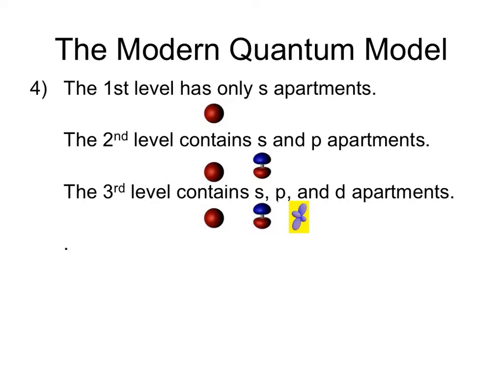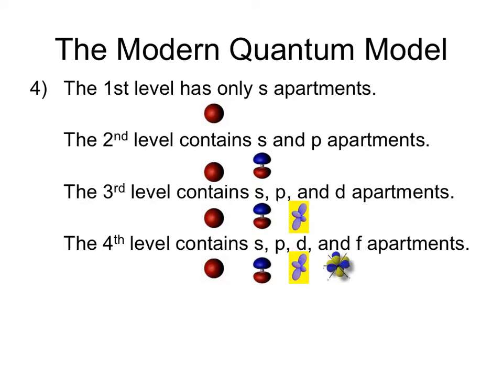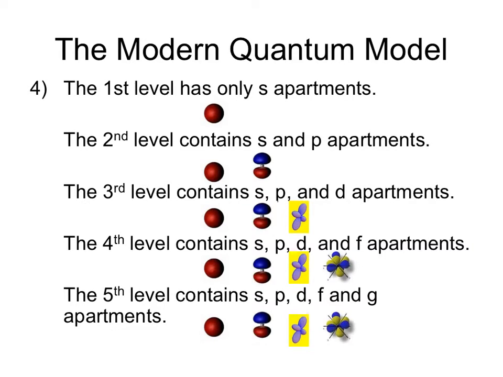Third level, you have S, P, and D apartments. Fourth level, you have S, P, D, and F apartments. So the fifth level contains S, P, D, and F. There is the potential as we make more elements that we may need this G level, but don't worry about that. Okay? And then the sixth level, as you continue, based on our current periodic table, it starts to drop back down. You have S, P, and F, and then right now the seventh level only has S and P.